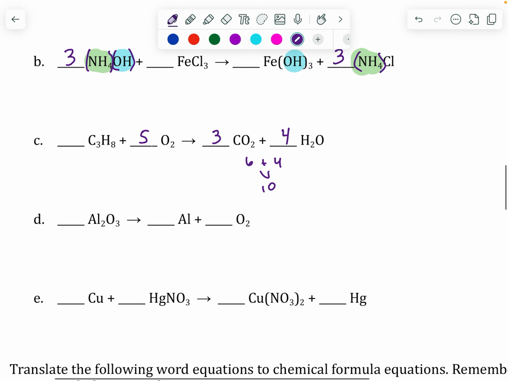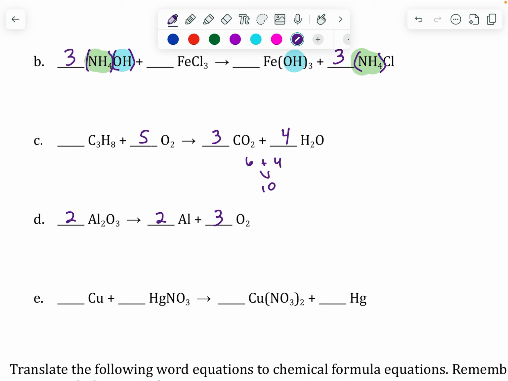Down here, aluminum, there is a 2. And I like doing it this way to show you that sometimes you do need to change the coefficients. The ones that you put first aren't always set in stone. So then I see that I have 3 oxygen here, but 2 here. The only thing that those two have in common, or at least the least common multiple that they both have, is 6. So anytime I see 3 and 2 on opposite sides for the same atom, I'm going to try to get them to be 6.